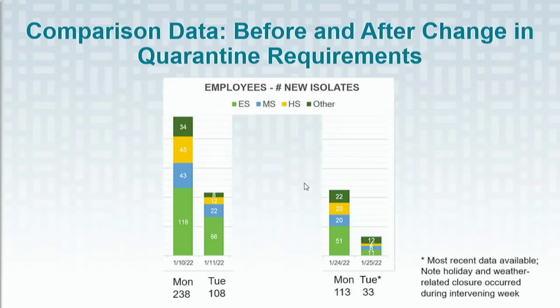All right. Here's the impact before and after changing quarantine requirements. I'm not going to dwell on this. You can clearly read that for yourself. It shows by level. These are employees, new isolations. And you see the footnote. We gave you the most recent data. This was interrupted by our weather-related closure.